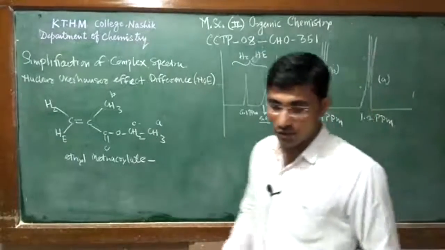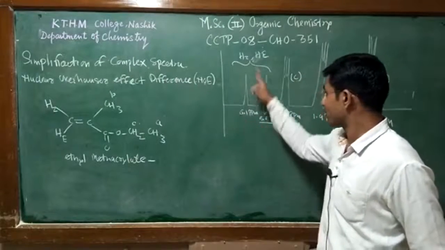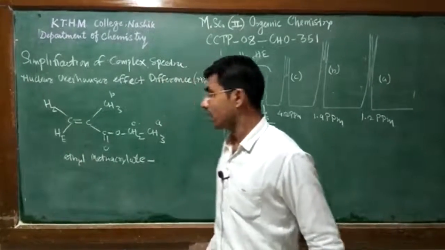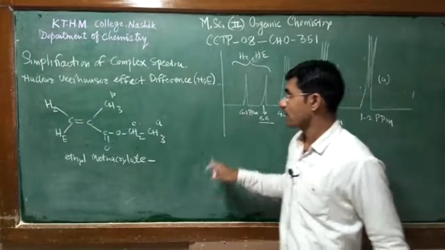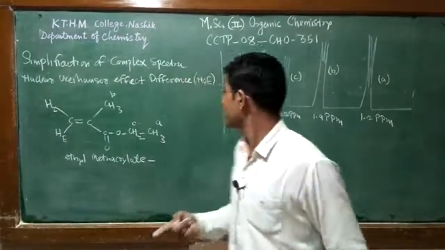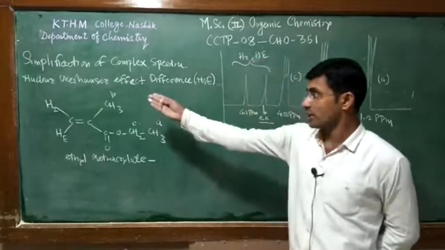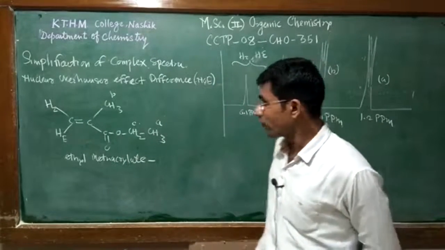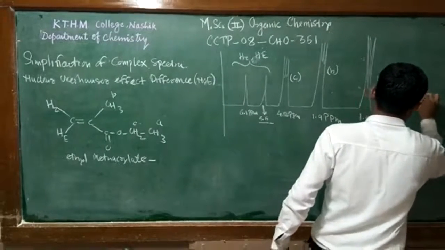So here we have to find out the signal from 5.5 to 6.1 ppm. In our ethyl methacrylate compound, there are two vinyl protons that appear in the range 5.5 to 6.1 ppm. So two peaks, one at 5.5 and the second at 6.1 ppm. Which peak corresponds to HZ and which peak corresponds to HE? We have to find out with the help of this NOE method here. So first is the normal NMR spectrum.